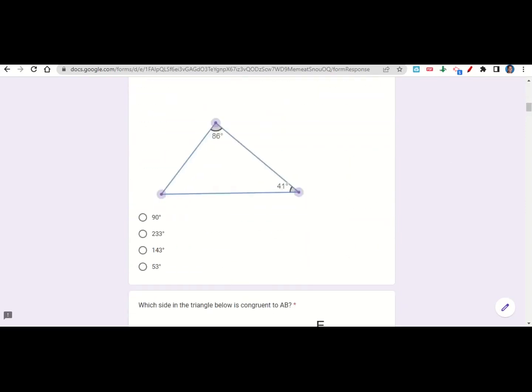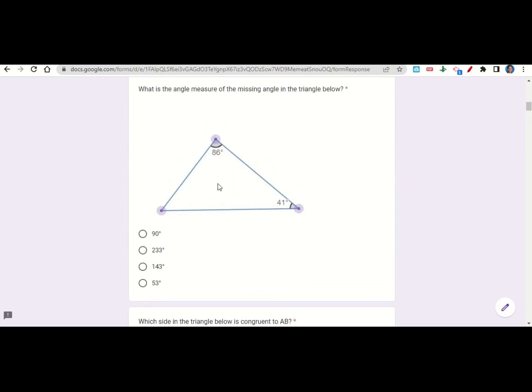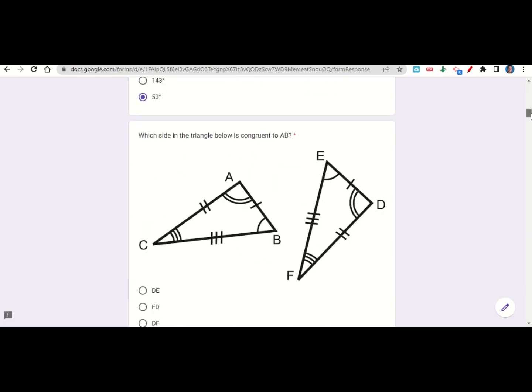The first one says, what is the measure of the missing angle? Well, we can see that this is 86 and this is 41. And we know that the total of all the angles needs to end up being 180. So if we add 86 plus 41, we get 127. And if we subtract 180 minus 127, we get 53. So that would be our answer there. So we'll go ahead and mark that one. Then we'll move to the next one.